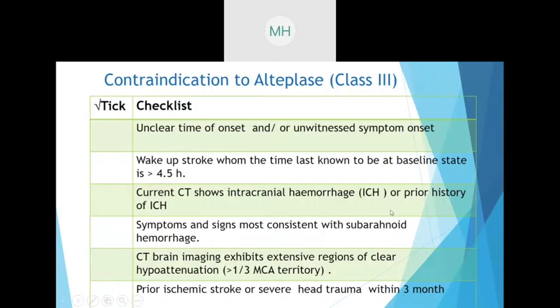So contraindications to alteplase, that's something that we need to know. Contraindications for alteplase: one is unclear time of onset or unwitnessed symptom onset. Wake up stroke where the time last known to be at baseline state is more than 4.5 hours. Current CT shows intracranial hemorrhage or any history of intracranial hemorrhage. Signs and symptoms that are consistent with subarachnoid hemorrhage. And then CT brain shows more than 1/3 of MCA territory.